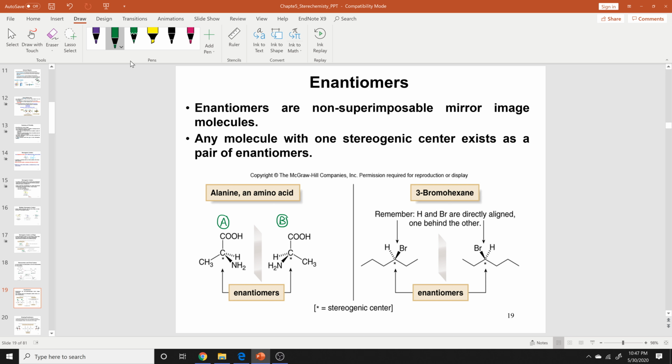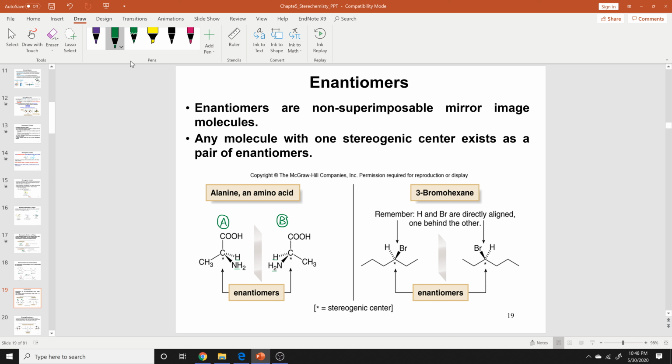This is their difference, but see, the connectivity is the same. The connectivity of the atoms is still the same. Whatever is behind stays behind, whatever is in front stays in front. When you want to draw the mirror image, all you need to do is just look at it in a form of a mirror. So whatever you see on this side, just go ahead and write it on the other side.